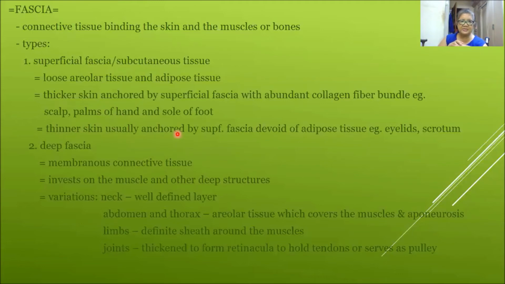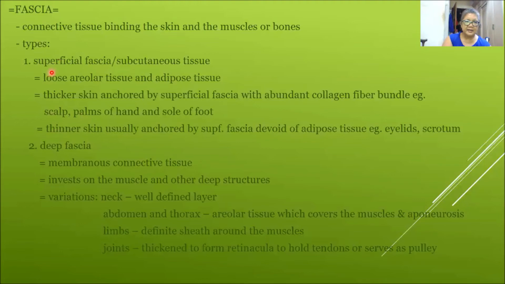Now, thinner skin is usually anchored by superficial fascia which is devoid of adipose tissue. Example, the eyelid, the scrotum. So the superficial fascia here is less strong.